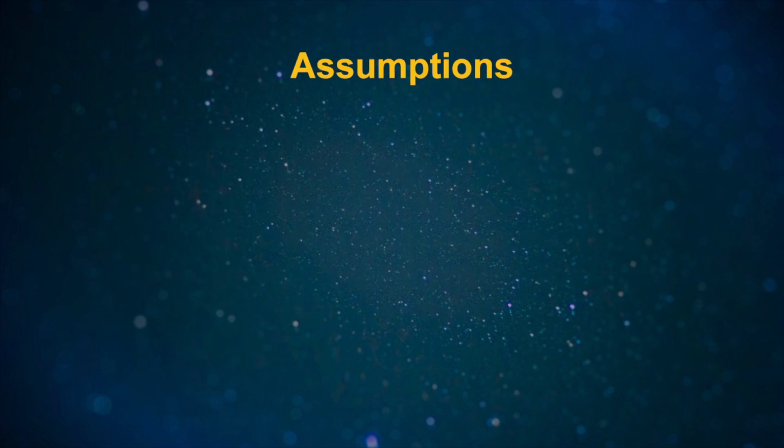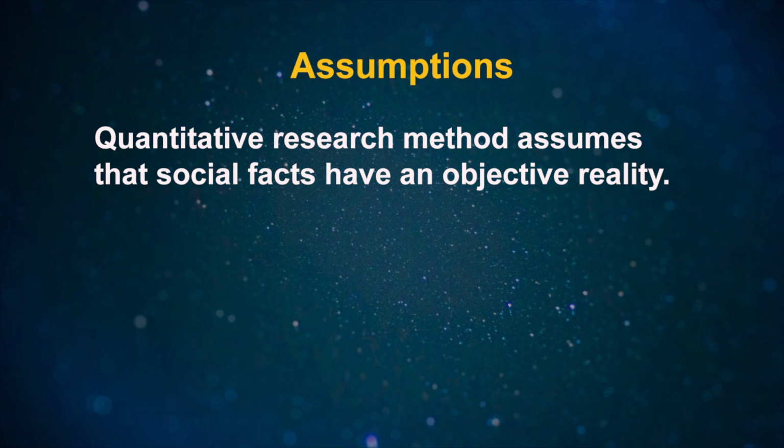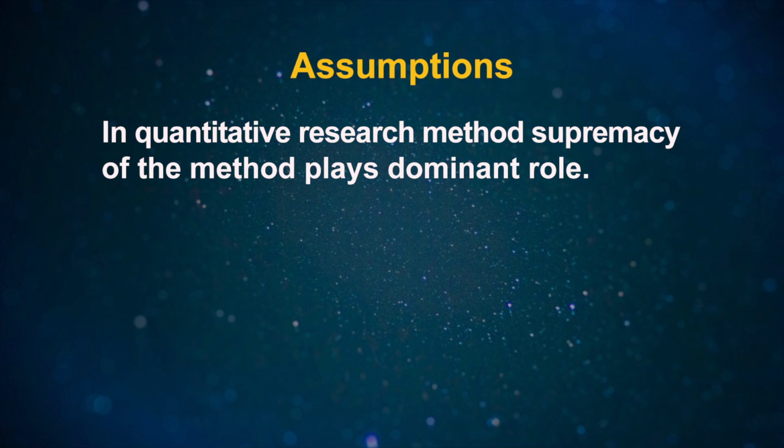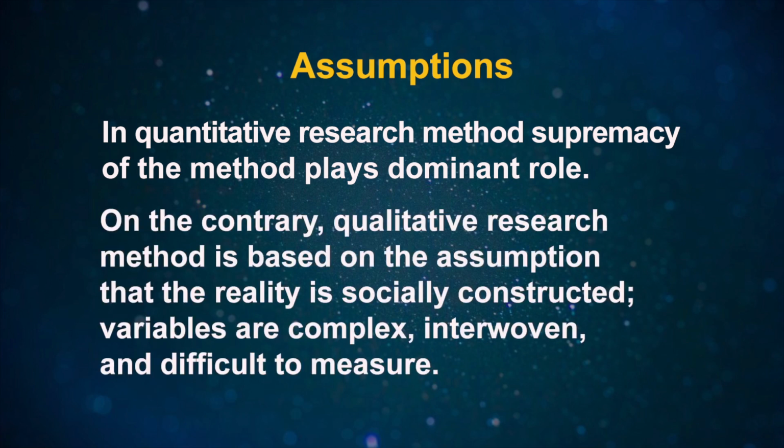Let's get into assumptions. Quantitative research method assumes that social facts have an objective reality. Therefore, variables in a study can be identified and measured, and relationships among variables can be examined. In quantitative research method, supremacy of method plays a dominant role. On the contrary, qualitative research method is based on the assumption that reality is socially constructed, and variables are complex, interwoven, and difficult to measure. The subject matter plays a dominant role in qualitative research method.